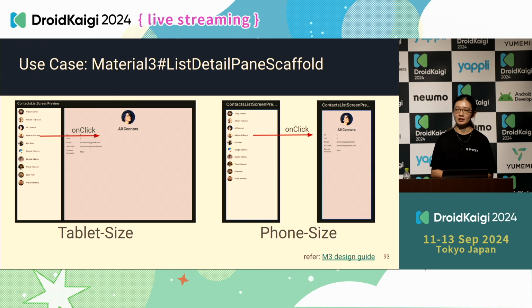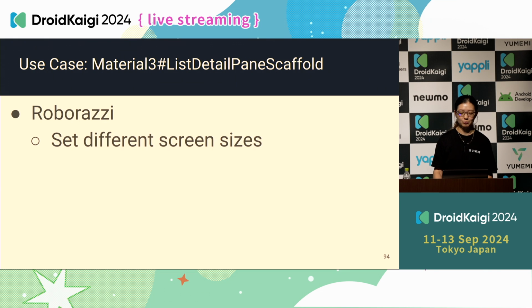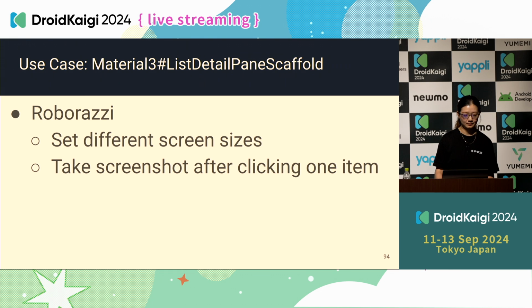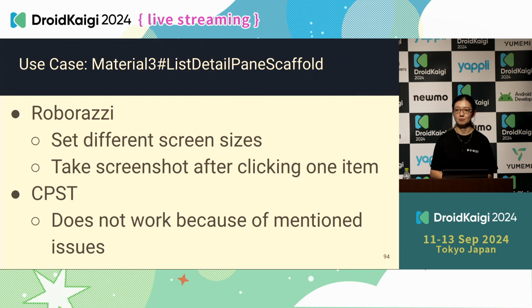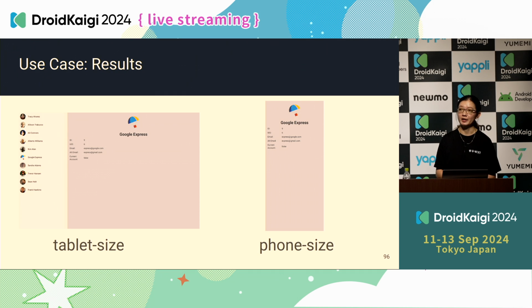Now you might already be thinking about how to test this with screenshots. We need to configure the environments for both screen sizes and simulate user interactions like clicking on an item. To recap the solutions, Roborazzi can do the customization settings, and the Compose Preview screenshot testing can't work because of the mentioned issues. Here is a simple code snippet showing the environment configuration, user clicks being performed, and then calling the capture screenshot function. And then we can get the perfect result, capturing the screenshots for ListDetailPaneScaffold composables.